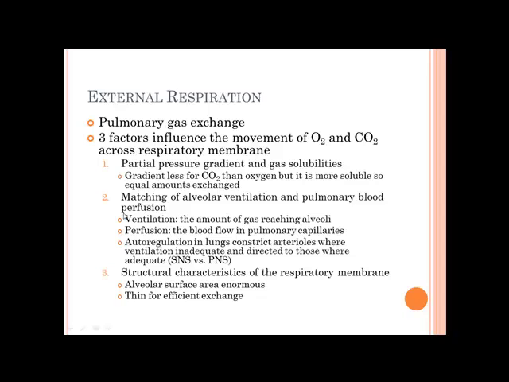Okay, next one is the matching of alveolar ventilation and pulmonary blood perfusion. If I'm working out and exercising and my heart rate goes up, I start to breathe heavier. Why? I'm huffing and puffing, getting more oxygen into my lungs. There's no point in getting more oxygen into my lungs if I'm not bringing more blood in there to pick up the oxygen. So I get more blood flowing through there, I get more oxygen, and everything happens faster. Ventilation is the amount of gas getting to the alveoli, and perfusion is the amount of blood actually going through those capillary beds.